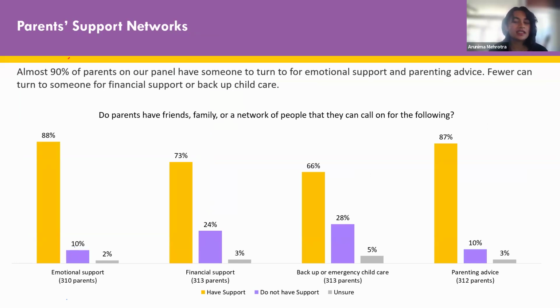So we asked them if they had friends, families, or a network of people that they call on for different forms of support. And almost 90% of parents on our panel have turned to someone for emotional support as well as parenting advice. And approximately 73% have reached out to someone for financial support and 66% for backup or emergency childcare support.